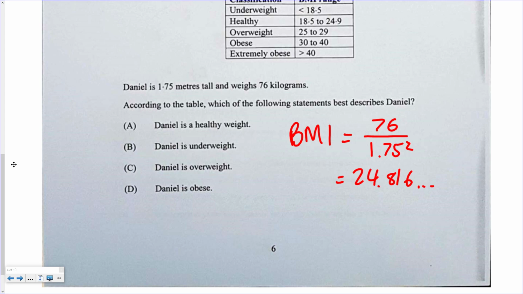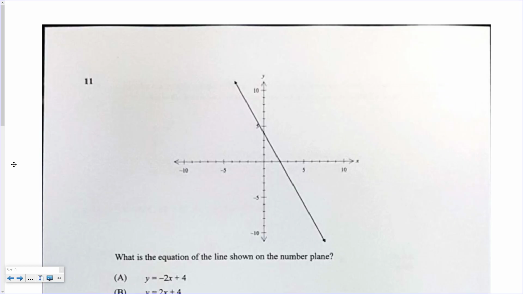And then we basically need to make a judgment in which group that it goes into. Well, 24.816, that's in this category, right? Because it's between 18.5 and 24.9. Like, it's very close to 24.9, but it is in that range. So therefore, this person is a healthy weight. So the answer is A.